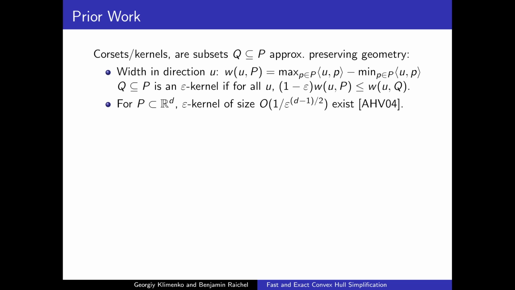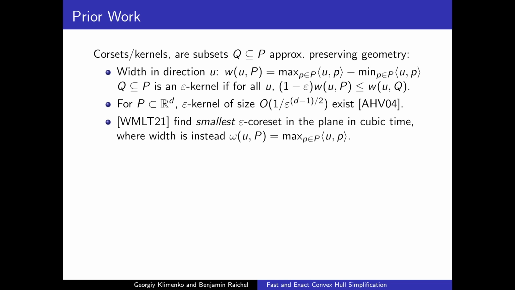Now, a paper called Approximating Extent Measures of Points showed that in d dimensions, an epsilon kernel of size on the order of 1 over epsilon to the power of (d minus 1) over 2 exists. Then a paper called Minimum Coresets for Maximal Representation of Multidimensional Data showed that the smallest epsilon coreset in the plane can be found in cubic time if we use the max of the dot products of U and all points in P as the width of U and P. It should be noted that those results are not exactly the same as the Hausdorff distance results.